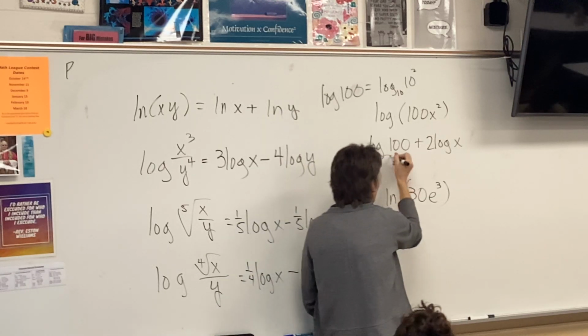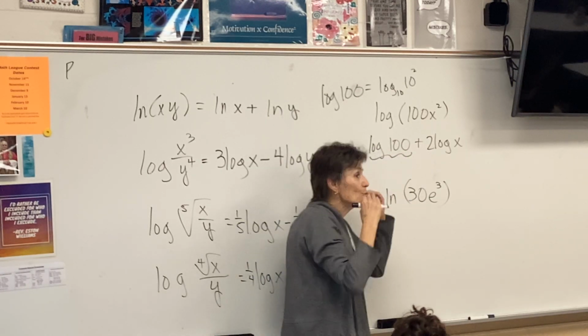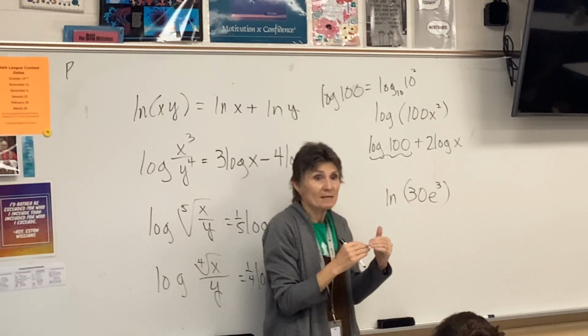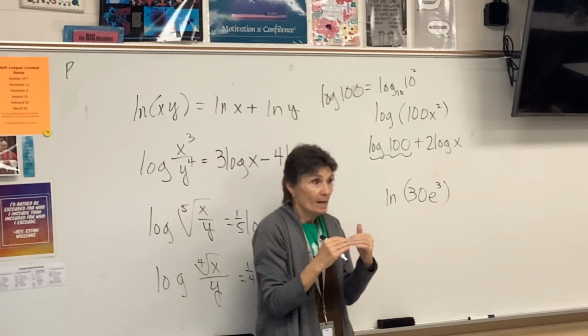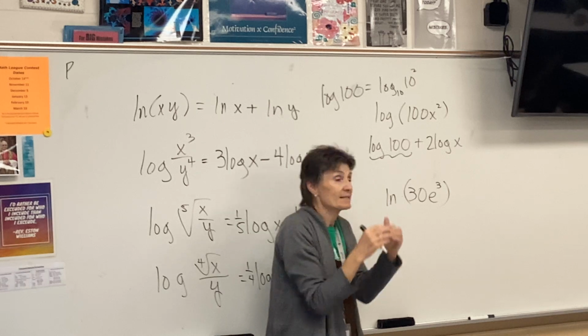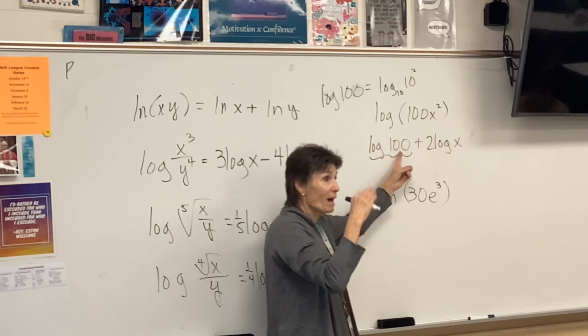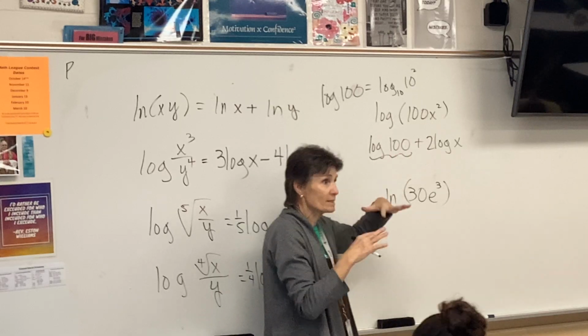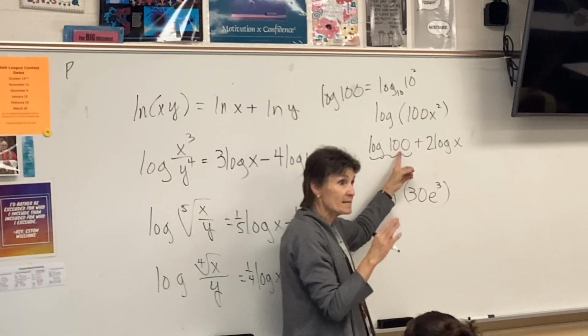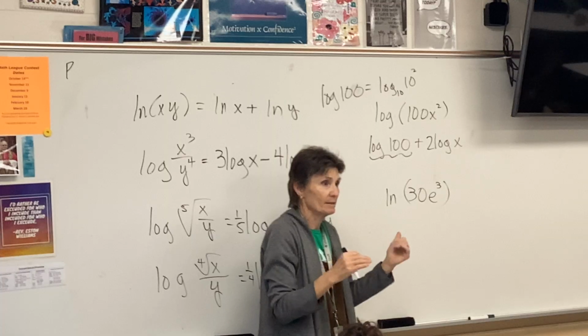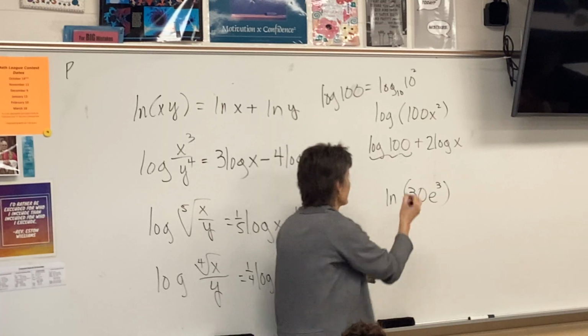So you gotta pick up on that, kids. You know that a log means base 10, and 100 is a power of 10. When this number is a power of your base, you can simplify. If this had been 90, I couldn't do it. I'd be done, log 90. But as it is, it's 2.